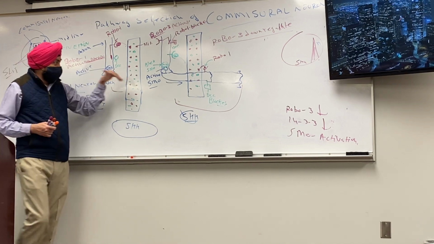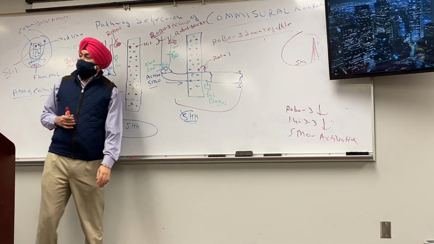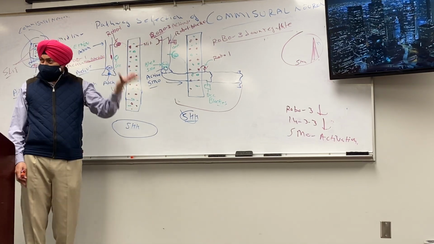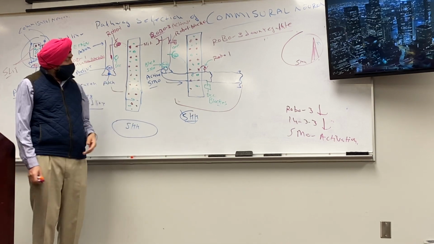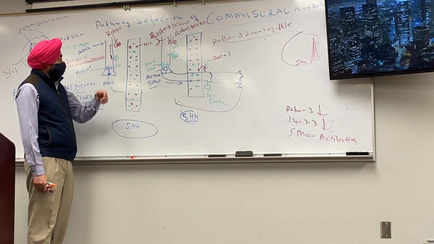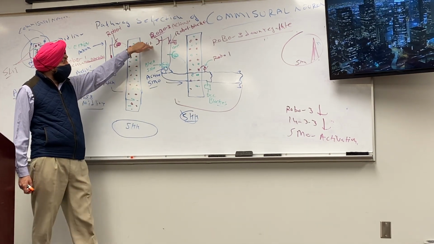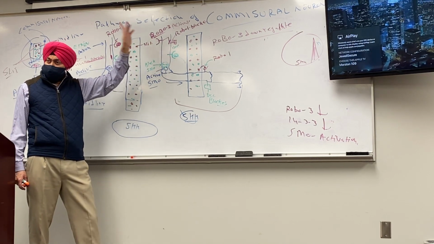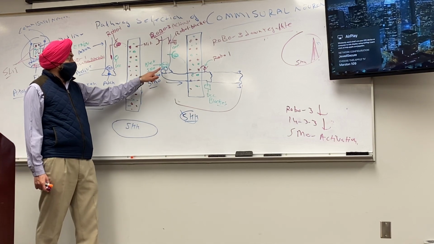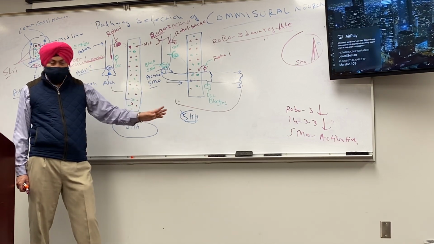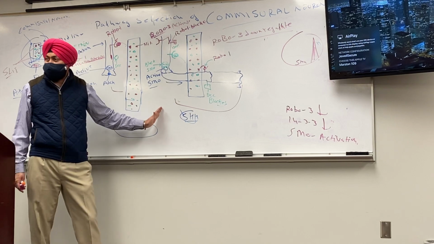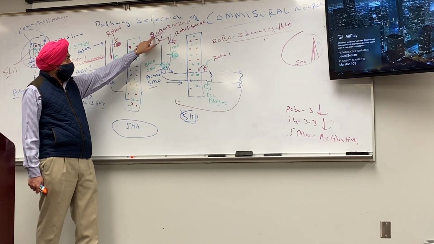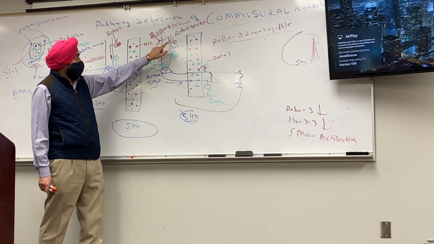When the time comes to cross the midline, at that time, Robo3 starts expressing, and Robo3 activity does two things. Number one, it sends a signal to the nucleus, and the nucleus starts making protein 14-3-3. 14-3-3 comes out of the nucleus, goes to SMO and blocks the SMO. So the netrin chemoattraction is blocked. The other thing it does is, Robo3 activation blocks the Robo1.